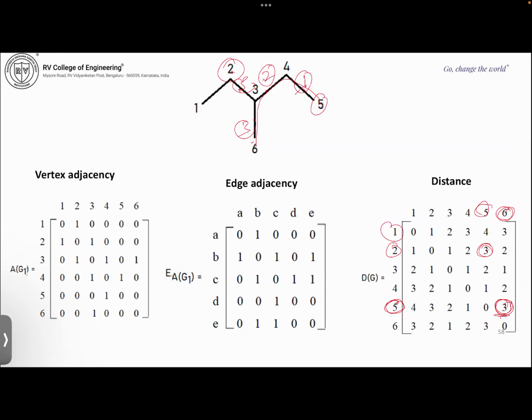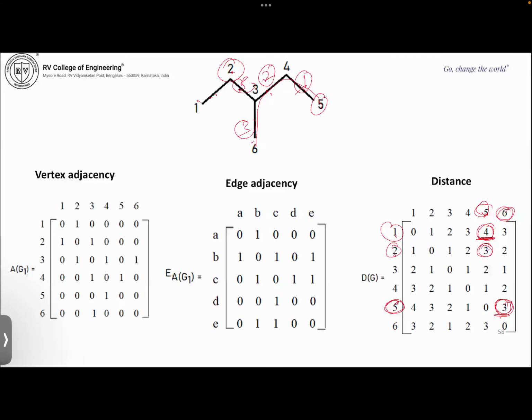You can see that 1 and 5 will be 4. 1 and 5 are separated by 4 edges. 1, 2, 3, 4. This represents that the larger the number, the farther away they are from each other. So 1 and 5, 4 means they are far away from each other. 2 and 5, 3. So okay, that's slightly closer than 1 and 5. So that is what the computer can understand from these matrices.